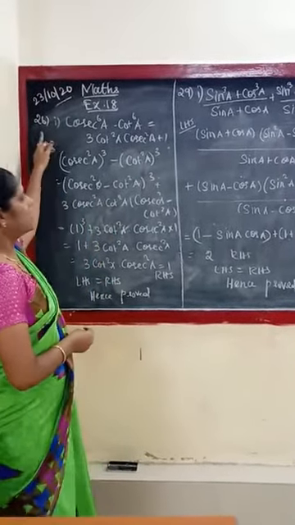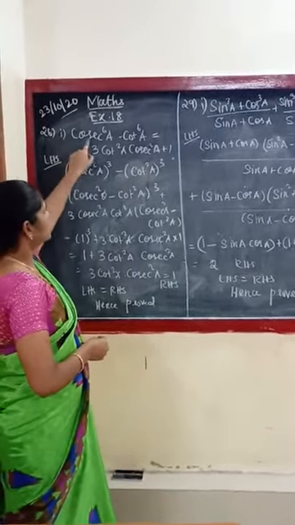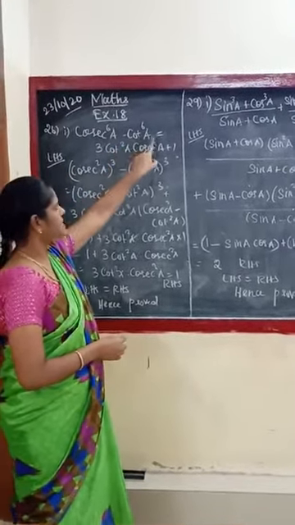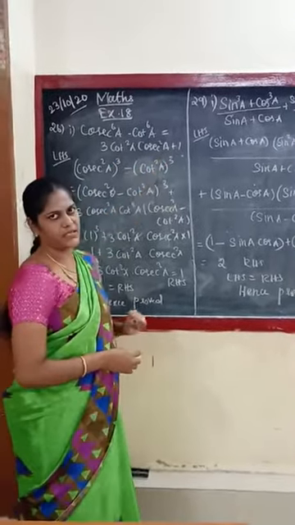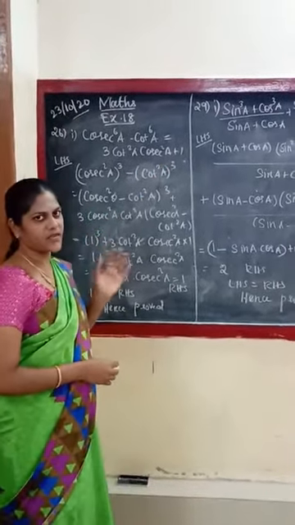So listen children, the 26th first question is cosecant power 6a minus cot power 6a equal to 3 into cot squared a into cosecant squared a plus 1. We need to prove left hand side is equal to right hand side.